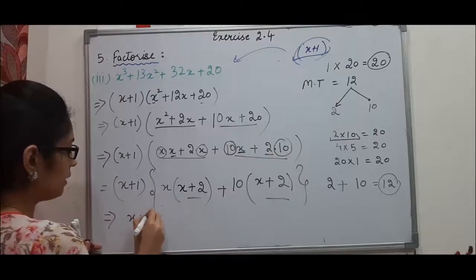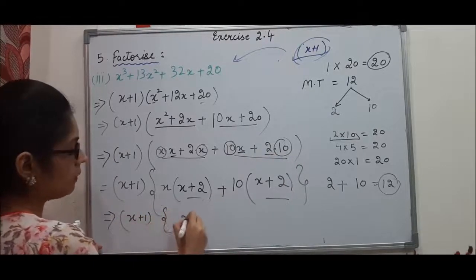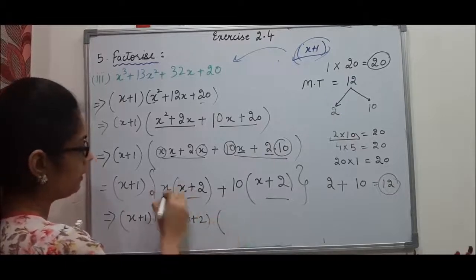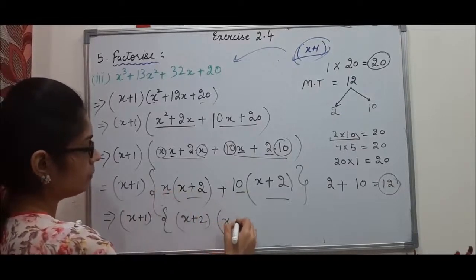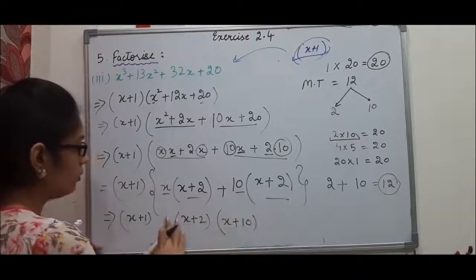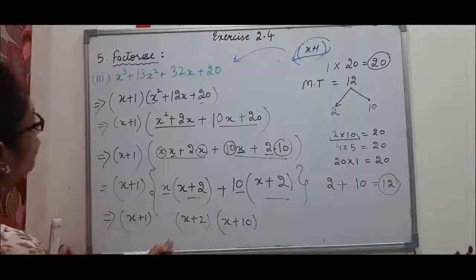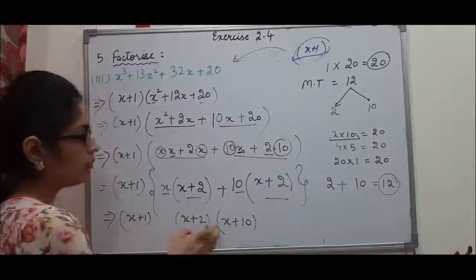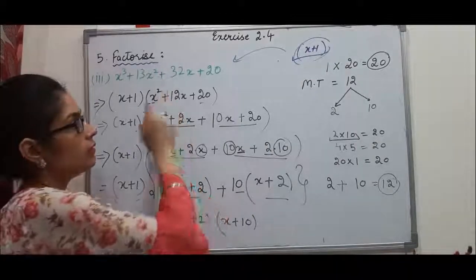Now x plus 1 I can write as it is. X plus 2 I will take common and then the remaining terms I can write, which is x plus 10. So these brackets no need to write now. So the three factors of the given polynomial are x plus 1, x plus 2 and x plus 10. And you can see we have got three factors since this is a cubic polynomial.